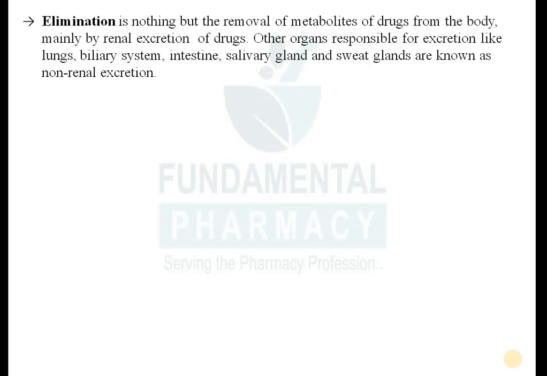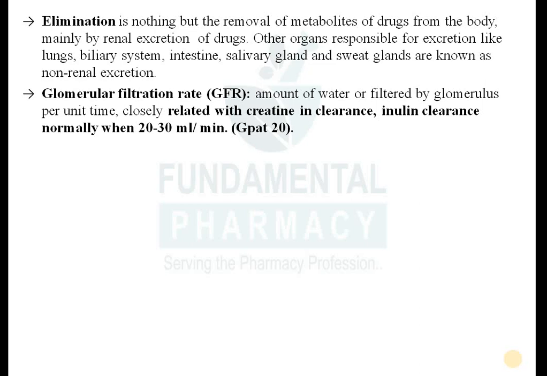What is the process of elimination? Elimination is nothing but the removal of drug and its metabolites from the body, mainly by renal excretion. That is the major route of elimination. Along with renal excretion, other organs are also responsible for the removal of drug: the lungs, biliary system, intestine, salivary glands, and sweat glands, as we have seen in the previous slide. Now, the rate of elimination will be decided by the physicochemical properties of the drug itself and the overall status of your body.